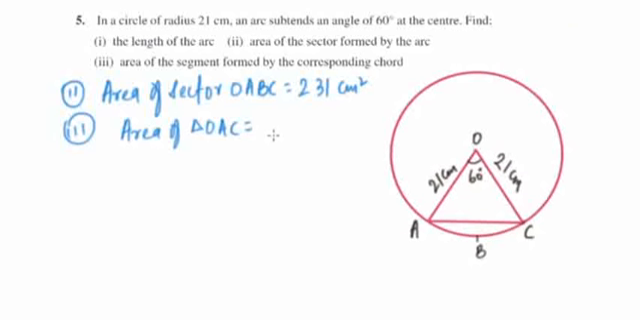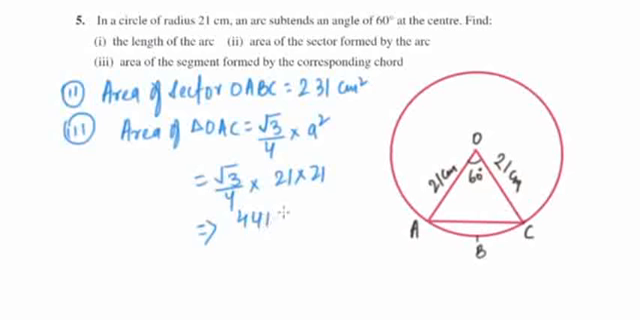So let's find the area of the equilateral triangle OAC, and we know the formula, that is root 3 divided by 4 multiplied by a square, where a is the side of the equilateral triangle. On solving this, we will get root 3 divided by 4 multiplied by 21 into 21. And on solving this, we will get the area of triangle OAC as 441 root 3 divided by 4 square centimeter.